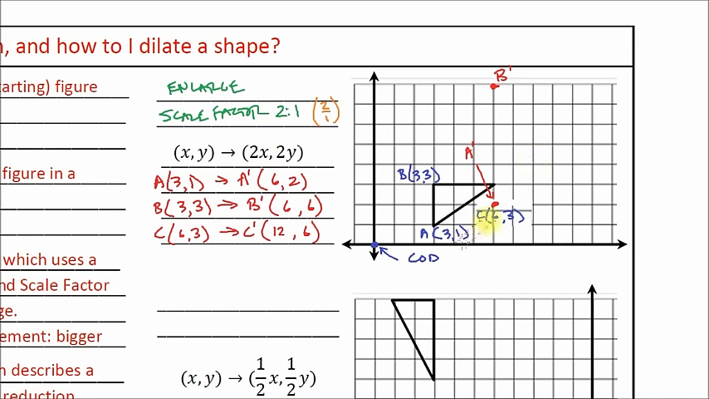Something is not right here. Oh, I see what I did wrong. I counted from the wrong place. 1, 2, 3, 4, 5, 6. 1, 2, 3, 4, 5, 6. There we go. There's B prime.